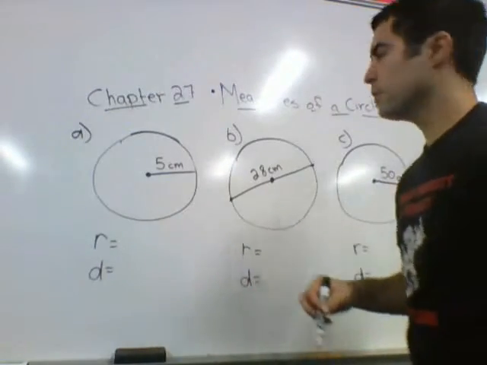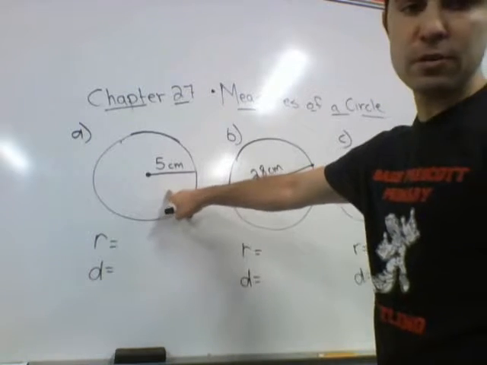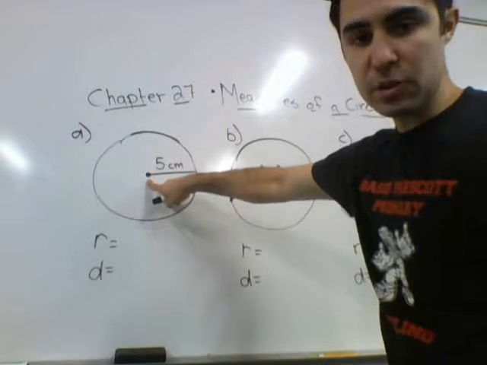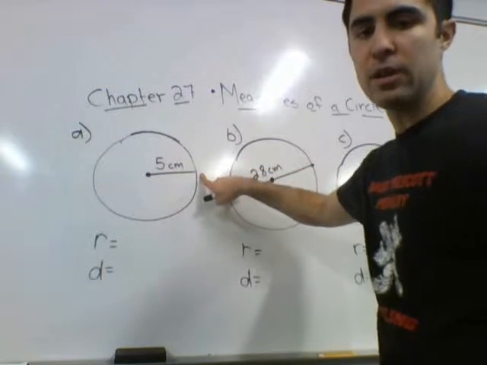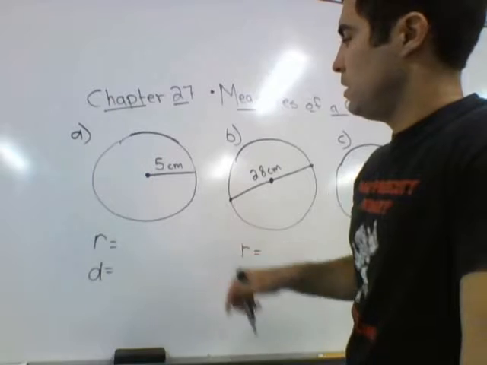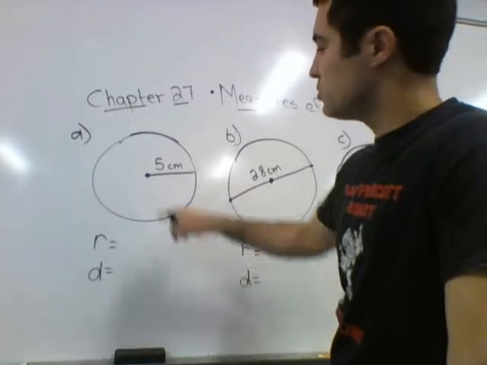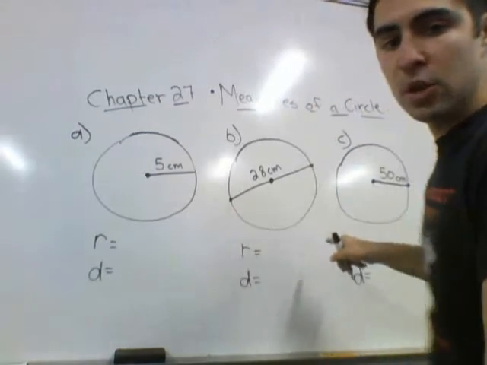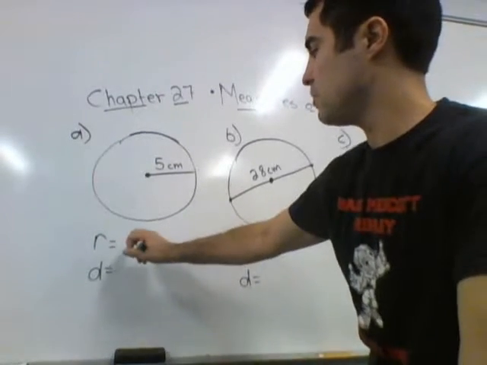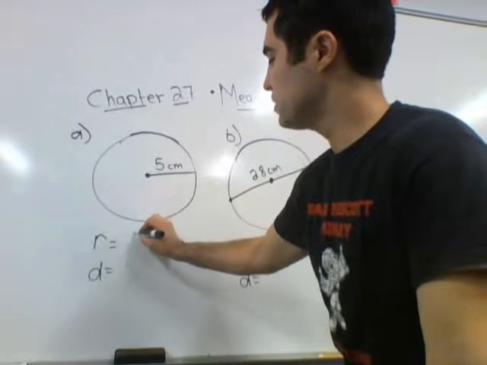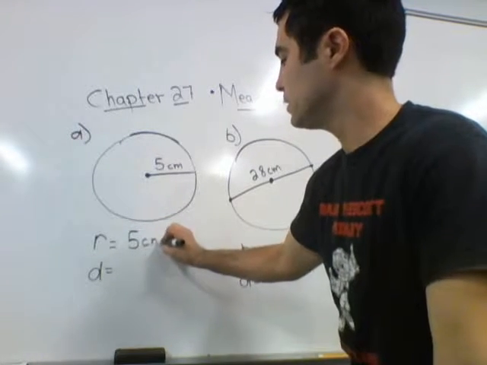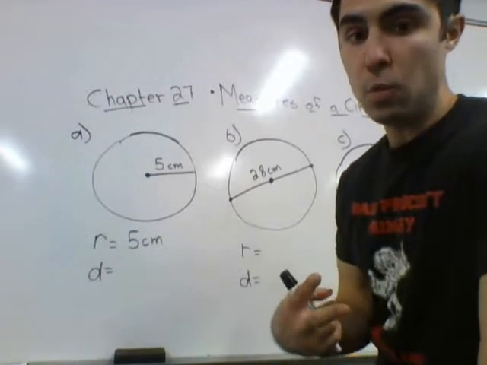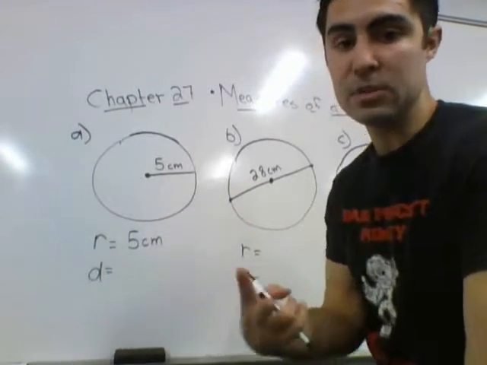Okay, so let's go ahead and do a couple practice problems. On this first circle, we have a line that goes from the center of the circle to the outside of the circle. That is the definition of a radius. So when you go from the center of the circle to outside, that's your radius. So each one of these problems, we're going to write the radius and the diameter. So the radius for this one is 5 centimeters. Okay? The diameter is always whatever the radius is times 2.